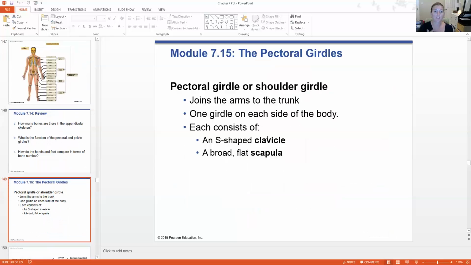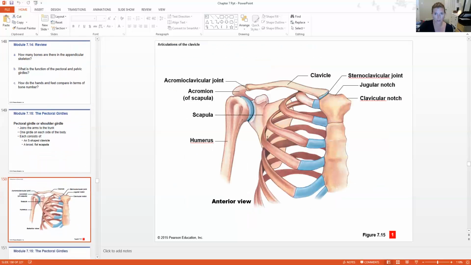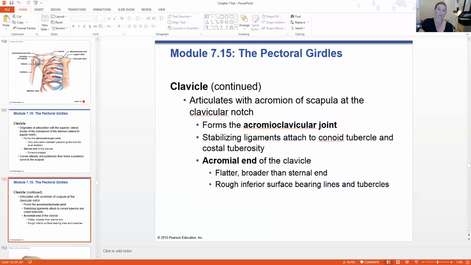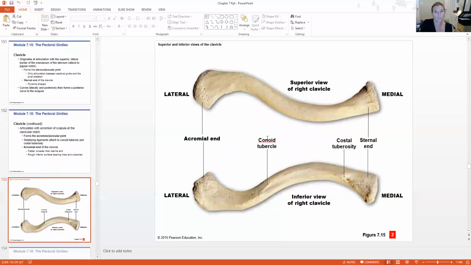There's an S-shaped clavicle and a scapula, which is broad and flat. Here you see a nice anterior view. Let's talk about the clavicle. It forms the sternoclavicular joint. The sternal end of the clavicle is more pyramid-shaped. It curves laterally and posteriorly. It articulates with the acromion to form the acromioclavicular joint, and this helps to stabilize the ligaments to special tubercles and tuberosities on that side. It has an acromial end, which is flatter and broader, and a rough interior surface for those tubercles.